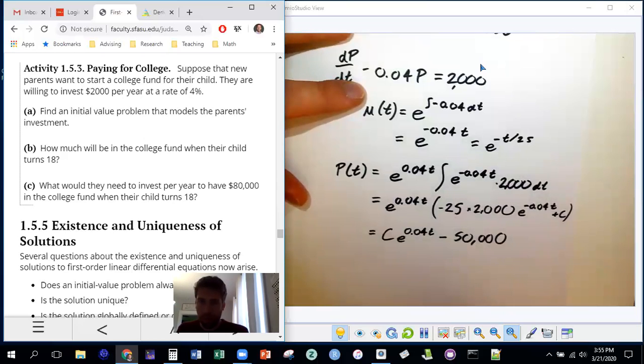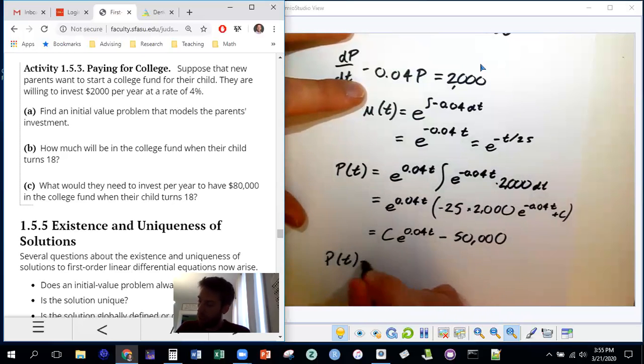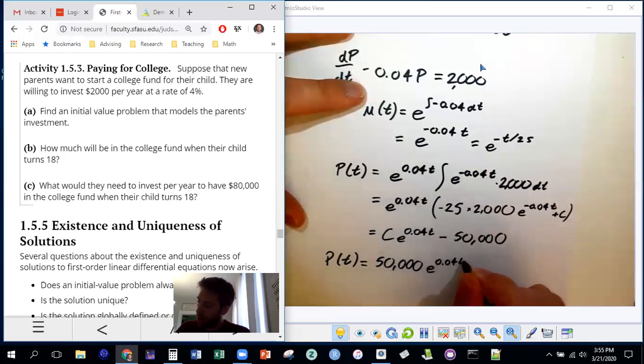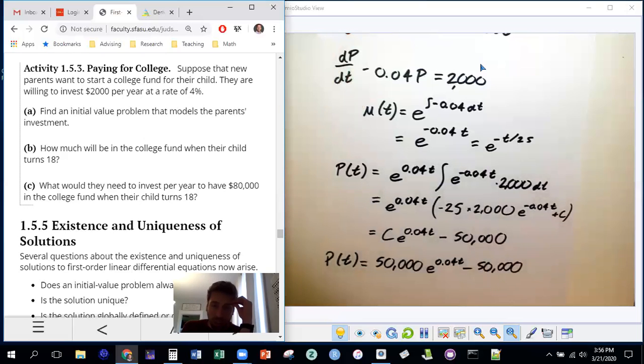So here, we know that the parents' starting money would be 0, right? In order for the starting money to be 0, if t is 0, you want this thing to be 0. And if t is 0, then e to the 0 is 1. So that means C must be 50,000. P of t equals 50,000 times e to the 0.04 t minus 50,000. Okay, so we solved the initial value problem.